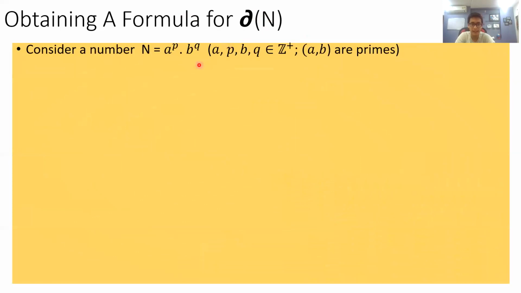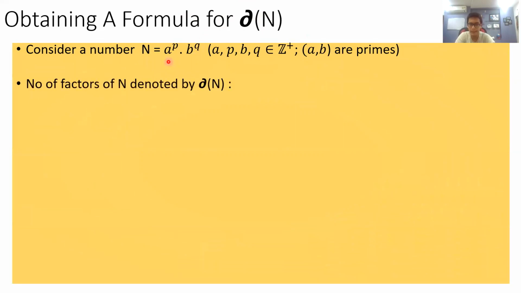Consider a number n equals a to the p times b to the q, where a, b, p, and q are all positive integers and a and b are primes. So basically, we've written out the prime factorization of any arbitrary number n in algebraic form.